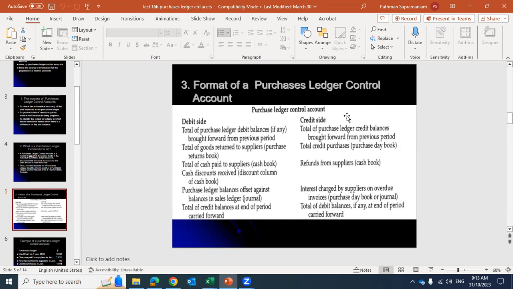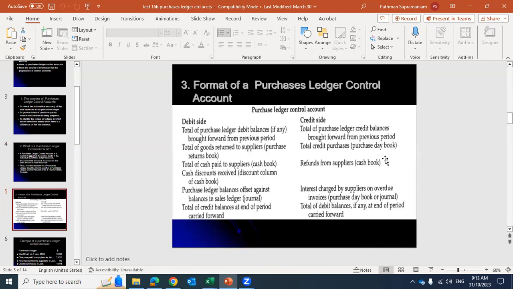To start off, you can have opening balances picked up from the general journal. The opening balances are naturally credit balances, however there may be some debit balances due to the business having overpaid its trade payables. Then we have the credit purchases on the credit side. This figure comes from the total of the purchase day book, otherwise known as the purchase journal.